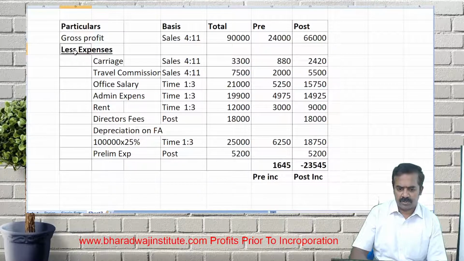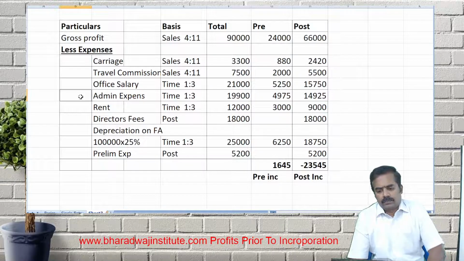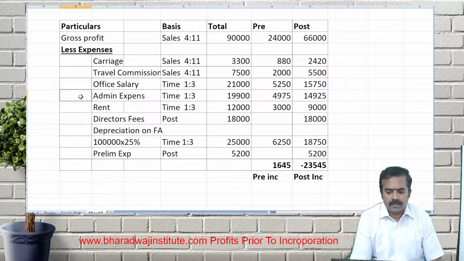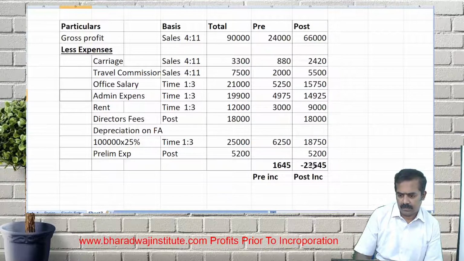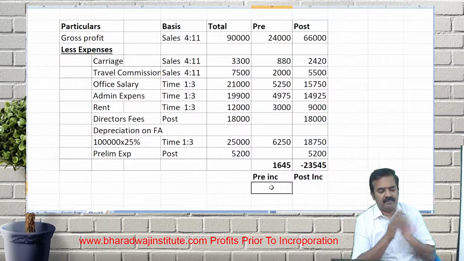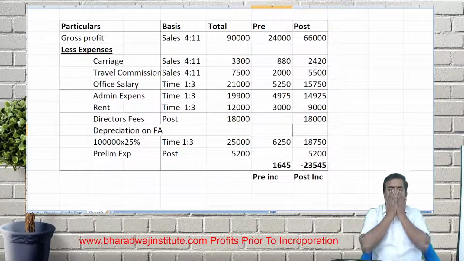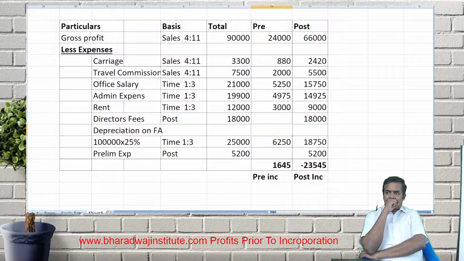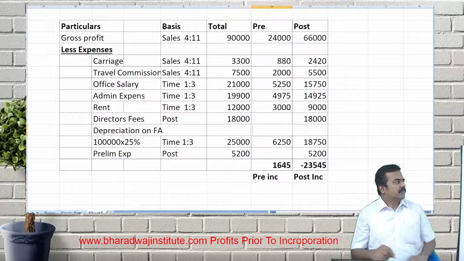Balance sheet you will learn as part of final accounts, not required here.